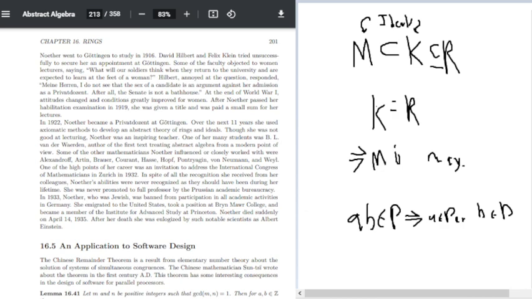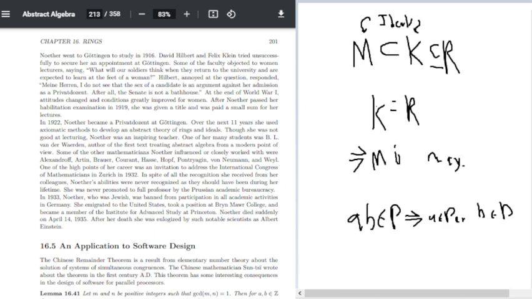Over the next 11 years, she used axiomatic methods to develop an abstract theory of rings and ideals. Though she was not good at lecturing, Noether was an inspiring teacher. One of her many students was B.L. van der Waerden, author of the first text treating abstract algebra from a modern point of view. Some of the other mathematicians Noether influenced or closely worked with were Alexandrov, Artin, Brouwer, Köthe, Hasse, Hopf, Pontryagin, von Neumann, and Weil.